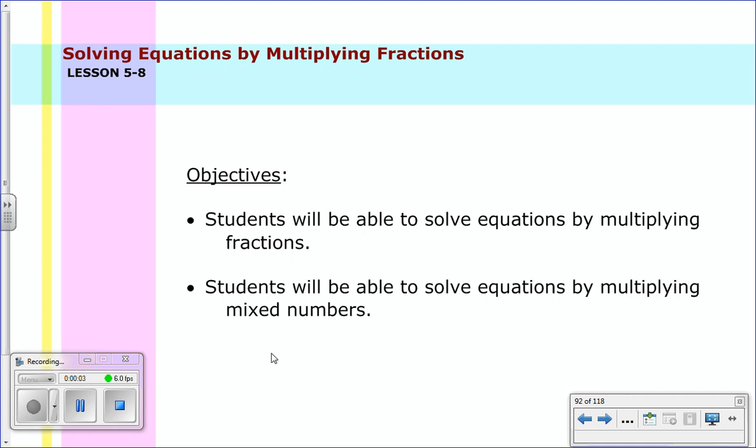Tonight, we are going to look at Lesson 5-8 on solving equations by multiplying fractions. In tonight's lesson, we have two objectives. First, you will be able to solve equations by multiplying fractions. And second, you will be able to solve equations by multiplying mixed numbers.